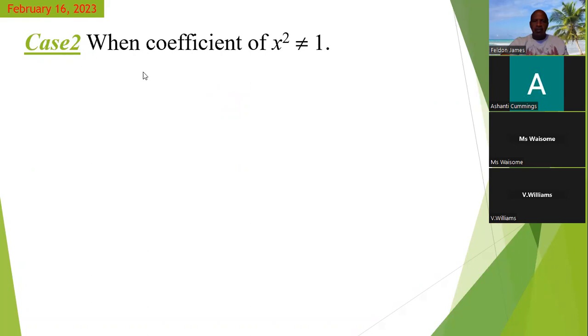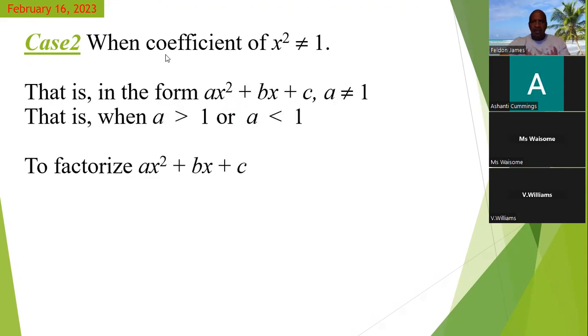So case 2 that we have started looking at from last class for the quadratic is when the coefficient of x squared is not equal to 1. So when it is not equal to 1, it means that the coefficient can either be greater than 1 or less than 1. So here in the general form, the coefficient of x squared would be a. So what this means, a can be a value greater than 1, or a can be a value less than 1.